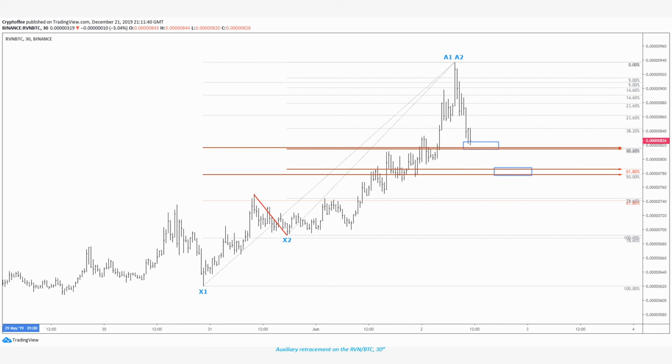As both are key clusters, we could expect that price would stop on both. Let's see the development of this situation. Price reached both support clusters in succession and reversed from both zones.